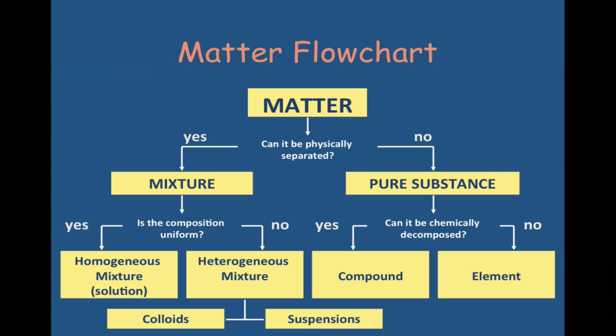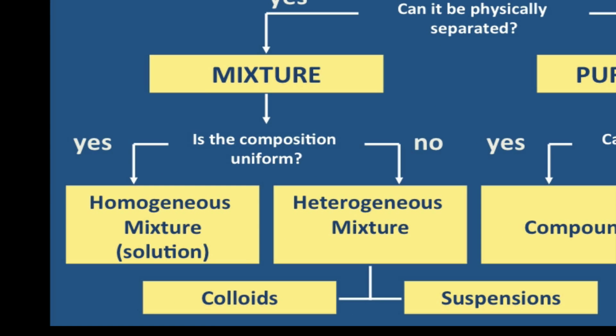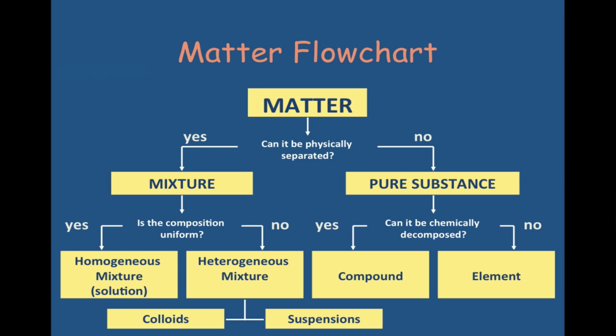So, what you're looking at right now is a great flow chart to have on matter. You can determine whether or not your substance that you're observing is a mixture or a pure substance, whether or not it can be physically separated. So we're going to focus more on the mixture side here. The two types of mixtures that we're going to talk about are homogeneous mixtures or solutions and heterogeneous mixtures such as colloids and suspensions. So let's get started.